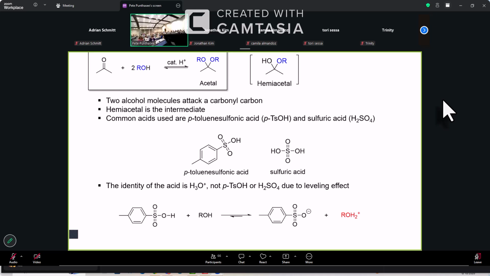This is the real identity of an acid, not that. Not sulfuric acid, not para-toluenesulfonic acid. It's that guy. Am I clear on that? It only depends on how much of this you add. Sure, if you use concentrated sulfuric acid, then you use sulfuric acid in the solution when you draw the mechanism. If you use dilute sulfuric acid, a small amount of acid, that's the identity of the acid. We call this the leveling effect. You can look up what it means.